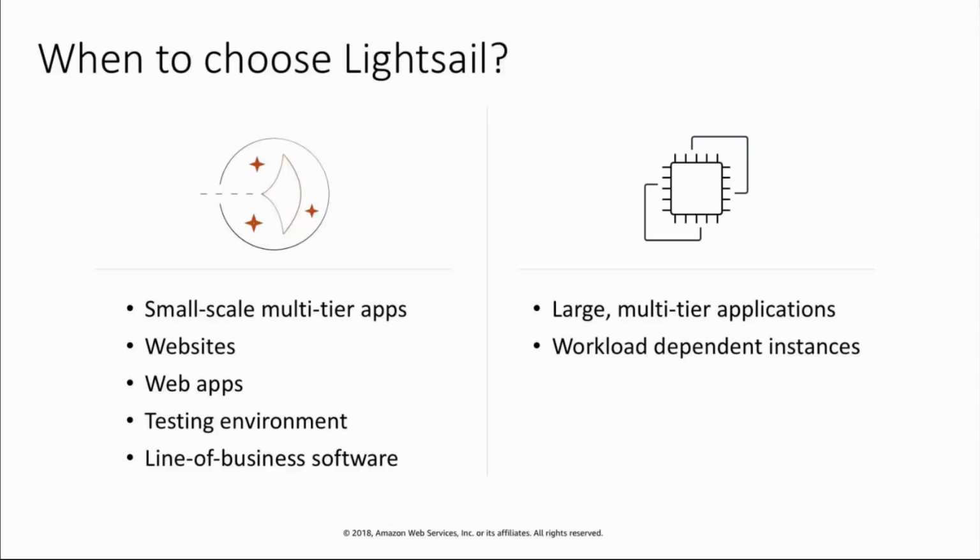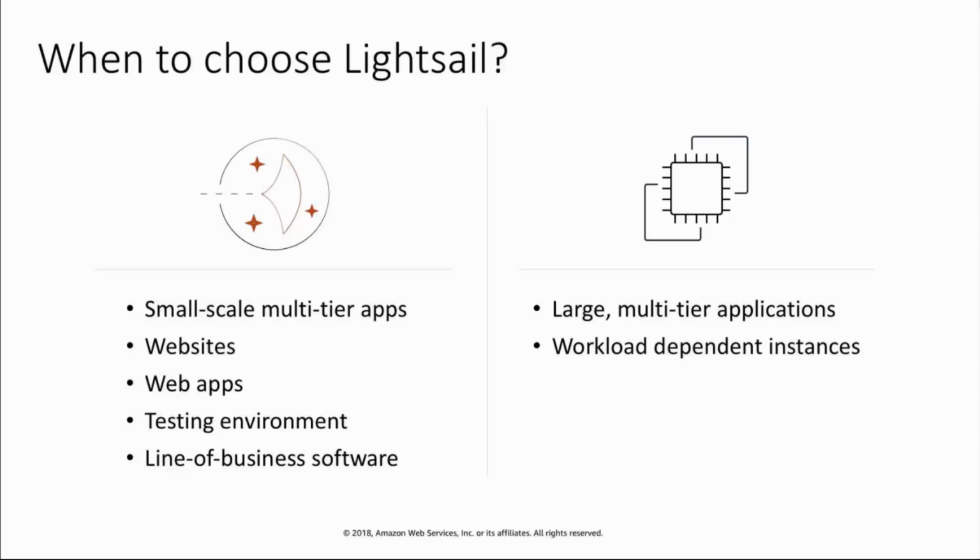So, the opposite of small scale multi-tier apps would be large scale multi-tier apps. So if you've got dozens of instances and you want auto scaling and some of the advanced features that come with EC2 and some of the other services, you probably want to use AWS or EC2 for that.